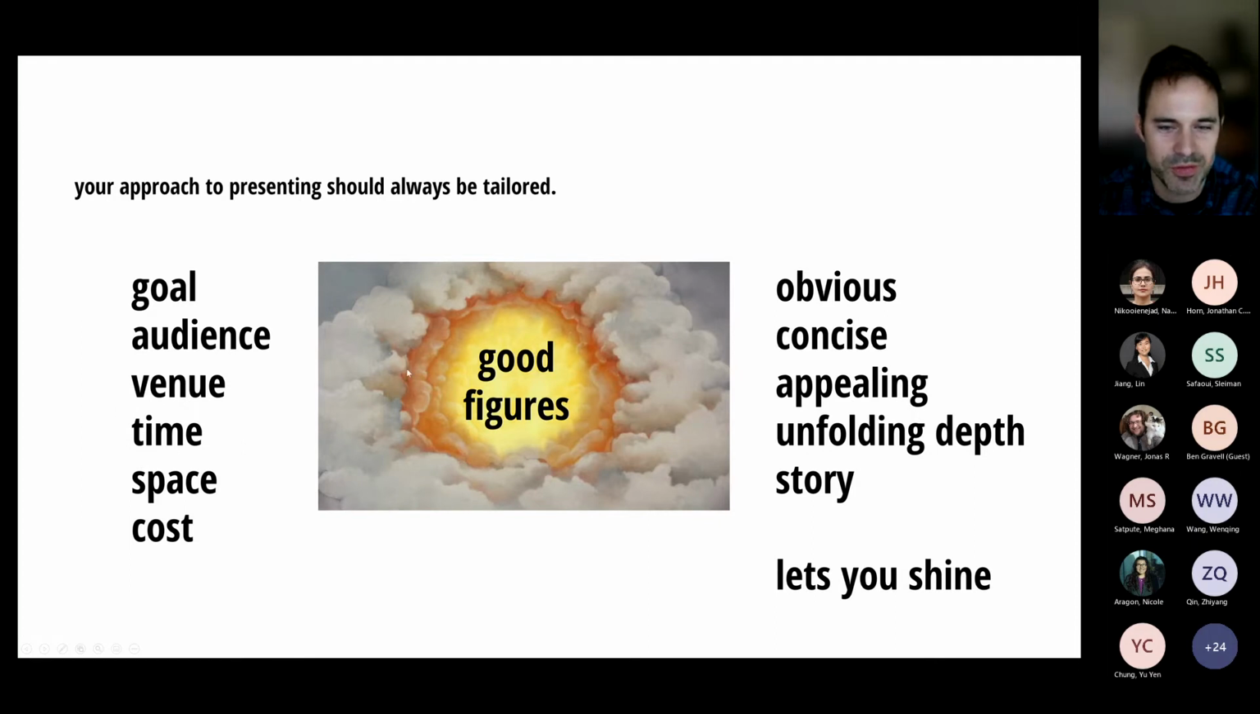My leading principle of what I'm talking about today is the fact that good figures are going to be the silver bullet that allows you to make a set of slides that is highly customizable. And really what it boils down to is that it allows you as the presenter to shine.